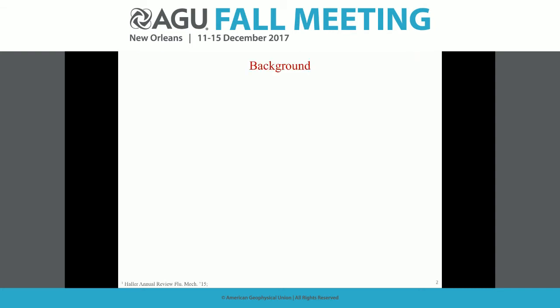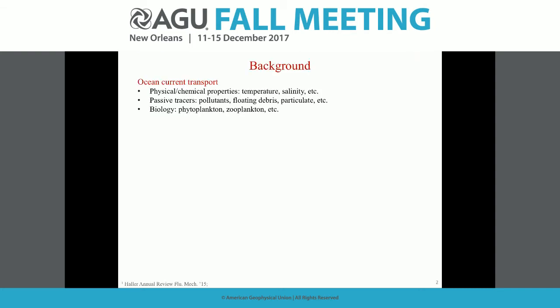So the main domain of our interest is the oceans, and the ocean currents transport a variety of substances, such as physical and chemical properties of temperature and salinity, or even passive tracers, such as pollutants, floating debris, particulate matter, or even biology. And if we want to understand how these passive particles evolve in time and track their positions, we can simply integrate the velocity field.